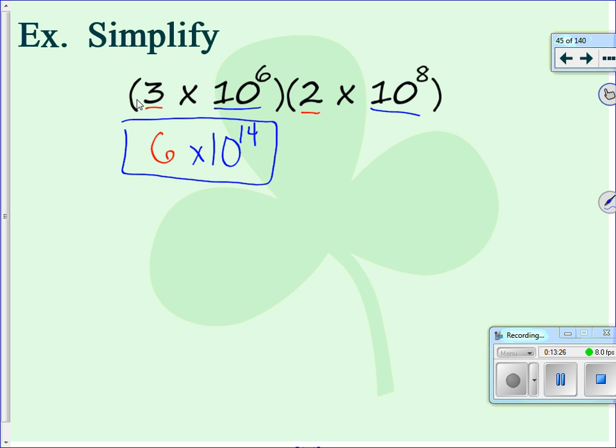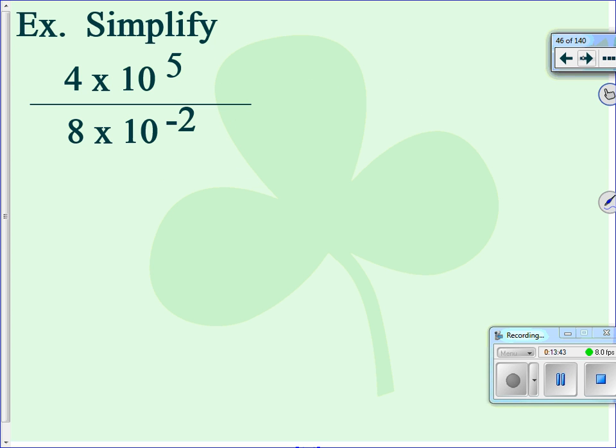Yes? If it was 60, you would do 6.0, but then what would you do to the exponent? How would you change that? You would have to adjust it. Okay. I think this next example is going to help us with that.